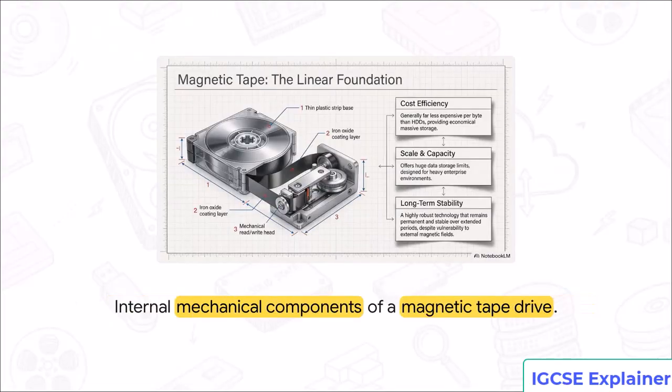If we follow that linear path, we get our very first machine, the magnetic tape drive. It's built on a thin plastic strip acting as a base, which is coated in that iron oxide layer we just talked about, spooling right past a mechanical read and write head. Now, this linear foundation provides enormous scale and capacity. It is incredibly cost-efficient per byte, giving us these massive storage limits that are tailor-made for heavy enterprise environments. Plus, it's highly robust over super long periods of time.